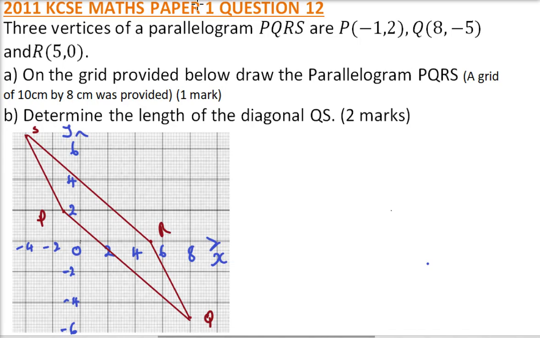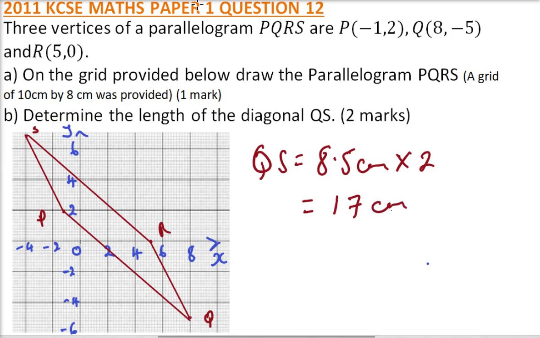With that we can now move to part B of the question. If you have used the right scale, then you can measure QS, and with the right scale, QS will give you 8.5 centimeter. Remember, we had used a scale of 1:2, so you multiply by 2. This means that QS should be 17 centimeter, the actual length. That is by applying the scale. So that is how you do that question, and you get yourself 3 marks.